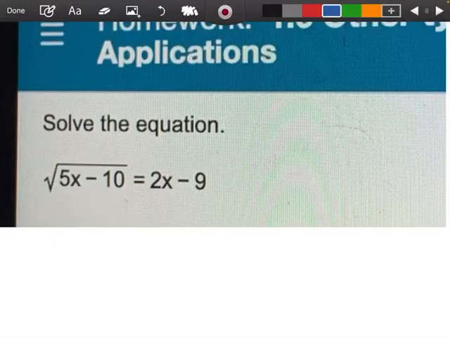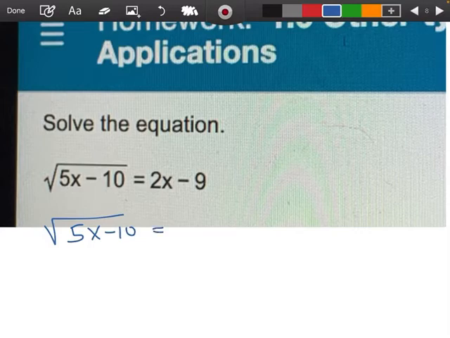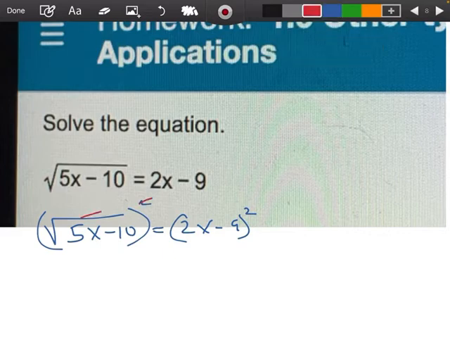So let's see if we can figure out how to do this problem. This is what we call a radical equation because we've got a square root. The way we're going to get rid of the square root is we are going to square both sides of the equation. So we're going to put a square here and a square here. Now the square and the square root will cancel each other out.